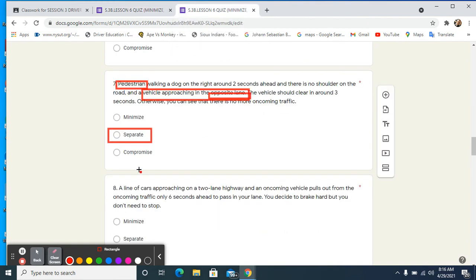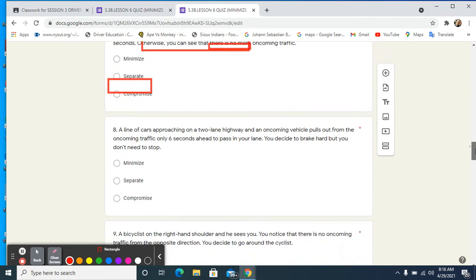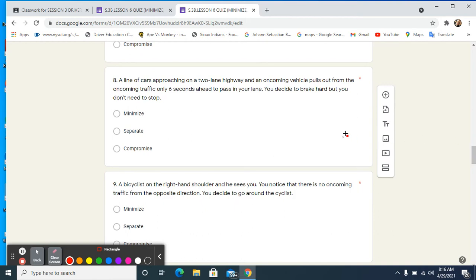Okay, number 8. A line of cars approaching on a 2-lane highway, and an oncoming vehicle pulls out from that line of cars only 6 seconds ahead of you. Okay, so now we have a vehicle in our lane coming 6 seconds away from us in our lane. Okay, what do we do in this situation? This is dramatic. Okay, we have 6 seconds to do something. Otherwise, we may have a head-on collision. Okay, so the seriousness of this is extremely high, and this may happen to you. Okay, it's happened to me.